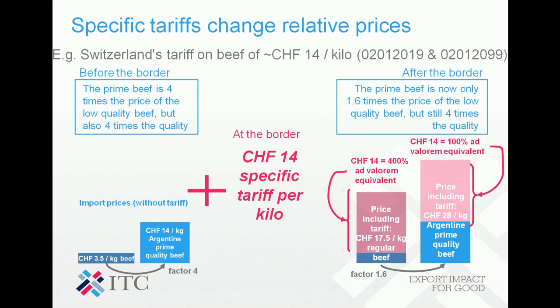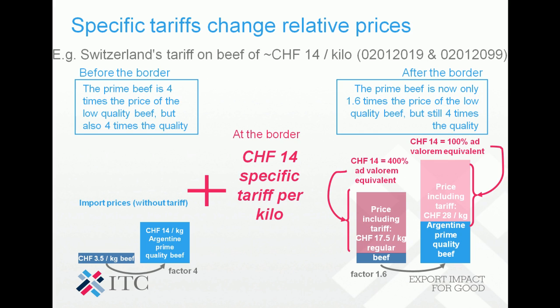This leads to an after-border price of 17.5 francs per kilogram for the ordinary beef and of 28 francs per kilogram for the prime quality beef. The tariff of 14 francs is 4 times the price of ordinary beef and just as high as the original price for the prime quality beef. This translates to ad valorem equivalents of 400% and 100% respectively.